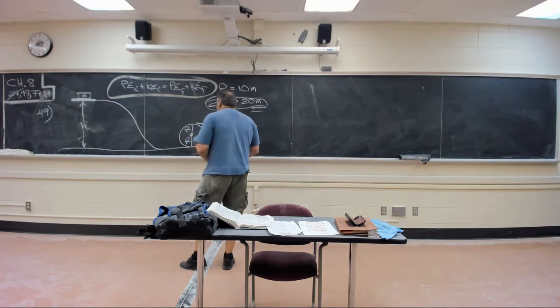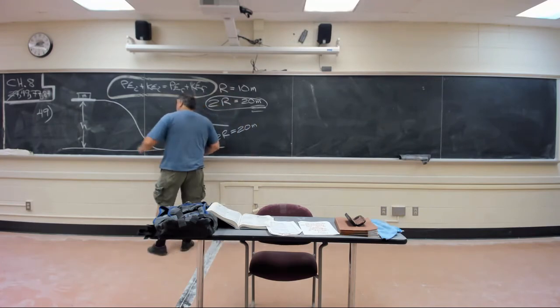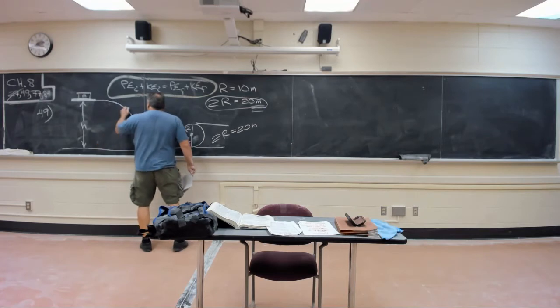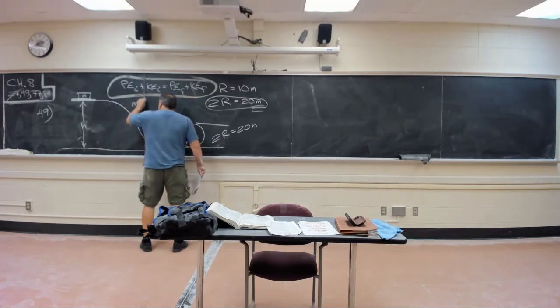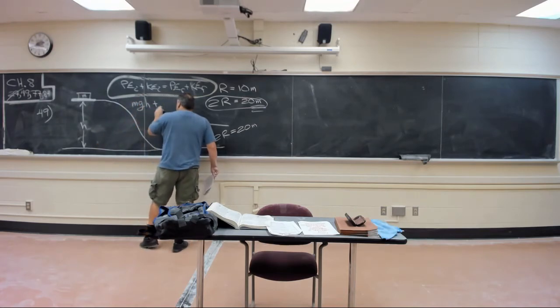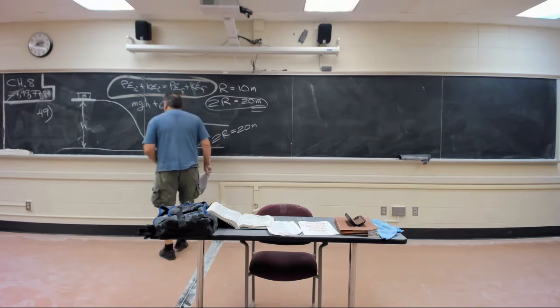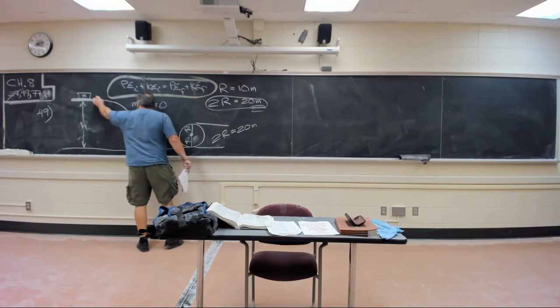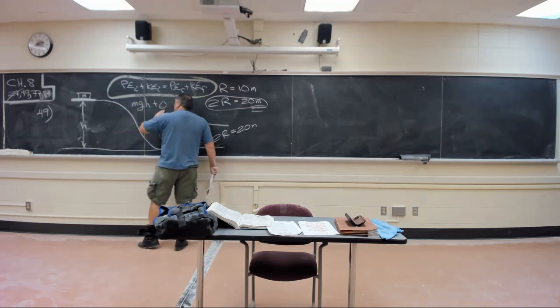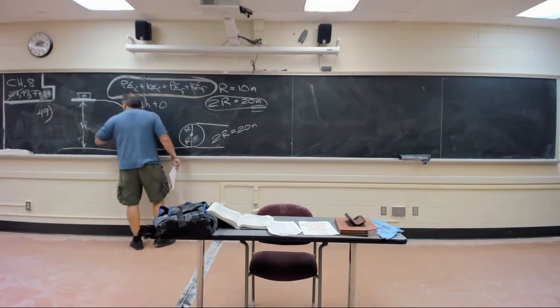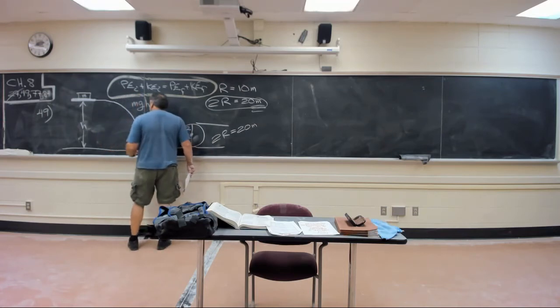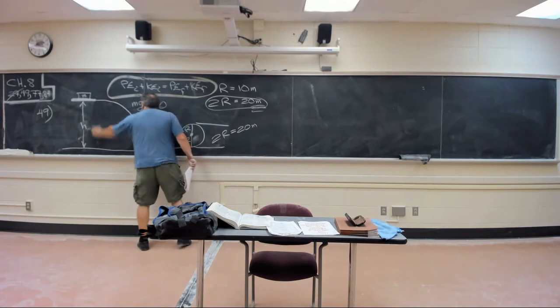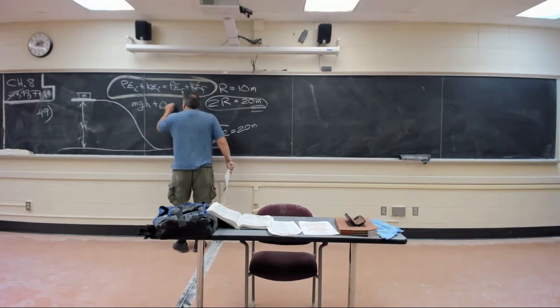What does that mean? Well, that means way on top, this guy's got potential energy, mgh. We already made the assumption that there's no kinetic energy initially present. The only mechanical energy present initially is mgh. It's all potential energy, no kinetic energy.